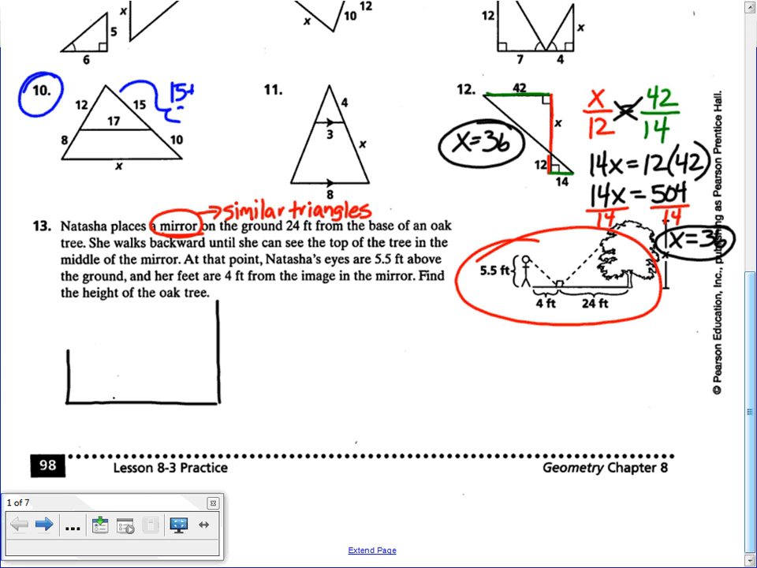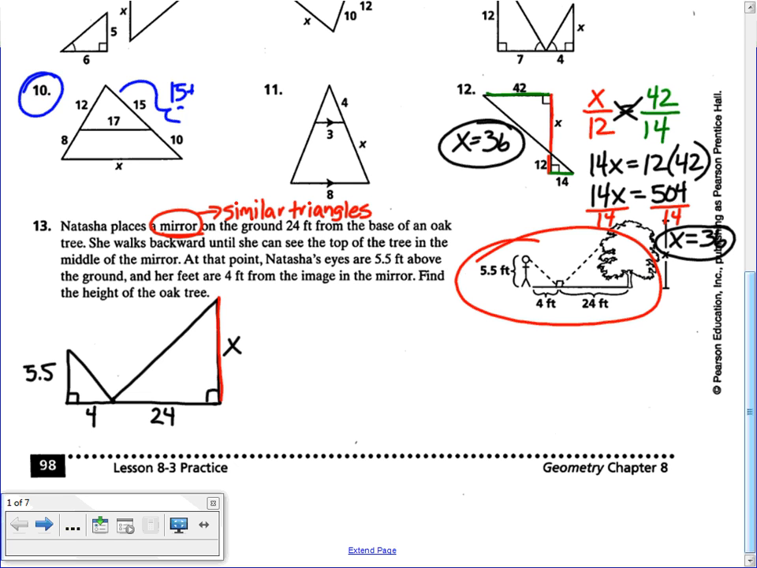We got Natasha, we have a tree. We have Natasha looking down at a mirror and seeing the top of the tree. And they're both right angles down here. Her eye is 5.5 feet. She's standing 4 feet away. The tree is 24 feet away from the mirror, and we're looking for the height of the tree. So here's my simplified diagram of what's going on in this problem.